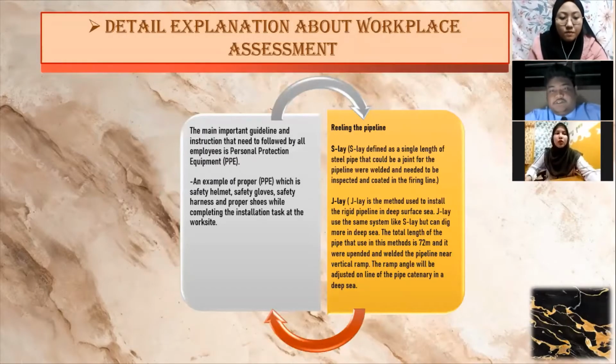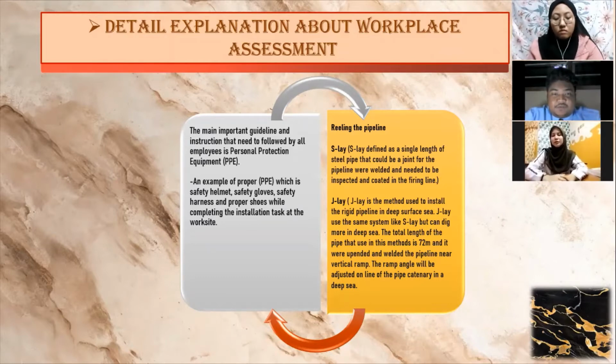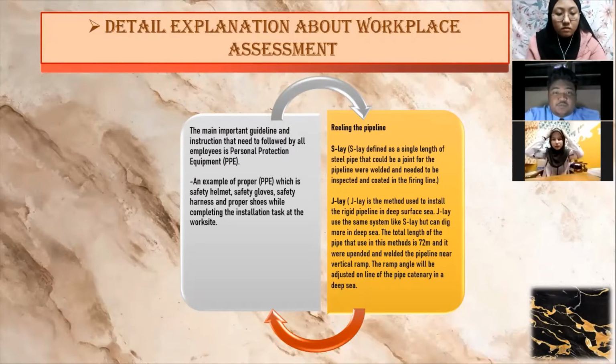Okay, Assalamualaikum and greetings to everyone, especially Ms. Farah and all students. Now I would like to explain the details of the workplace assessment, which is focused on new pipeline installations. The responsible officer, which is the safety and health officer in a workplace like a new pipeline installation workplace, gives a few instructions and guidelines to the competent person, which is the worker involved in new pipeline installation.